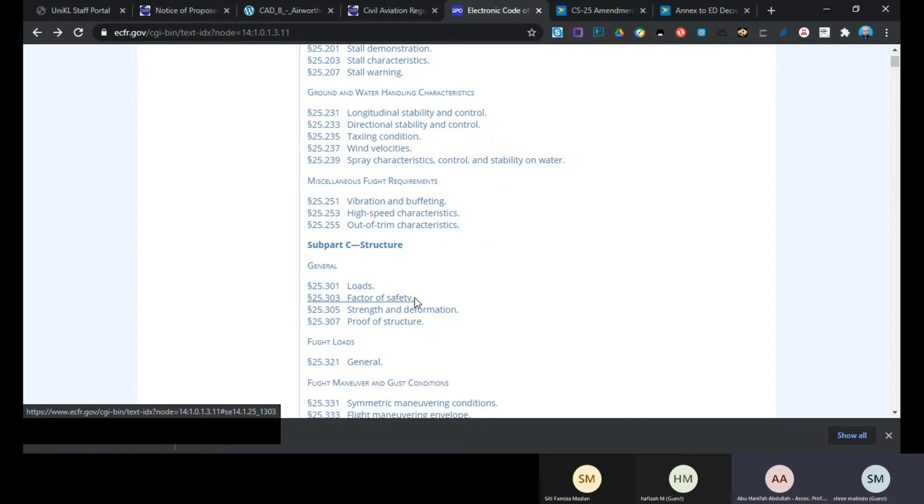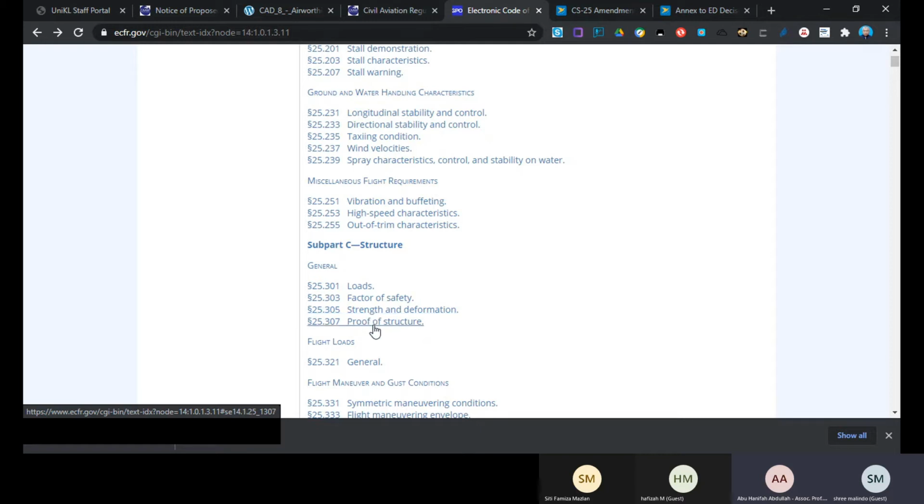Strength and deformation: you have to do analysis. You have to do the test. You must prove the structure has the strength, it will not fail, and it will not permanently deform. Aircraft structure is not allowed to be permanently deformed. If the aircraft structure is permanently deformed, it means the aircraft structure has failed. So during the design under 305, you must prove the aircraft has the strength, and any deformation is not allowed. So in your design, you don't allow any deformation.